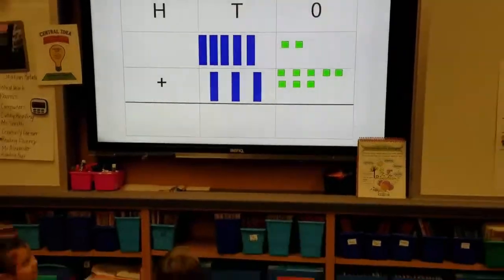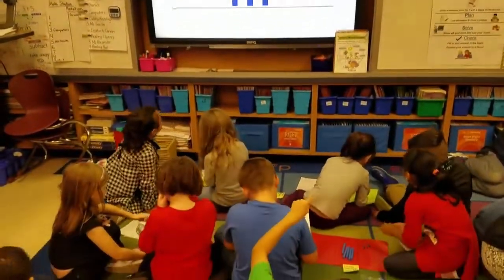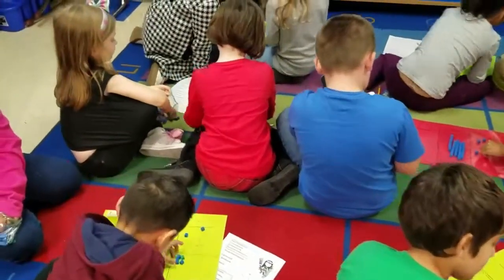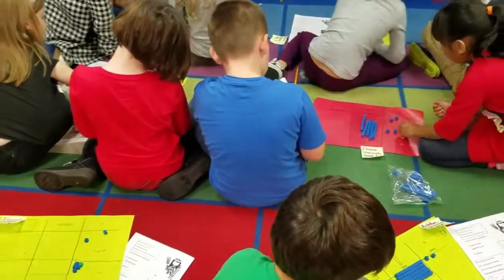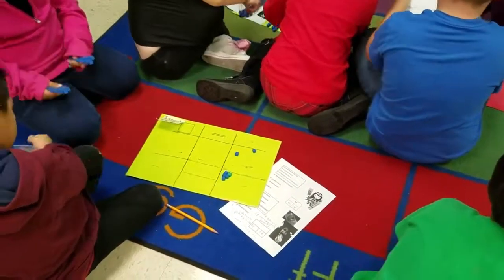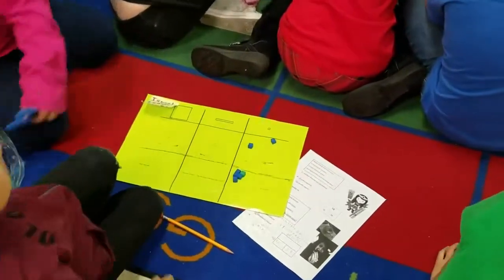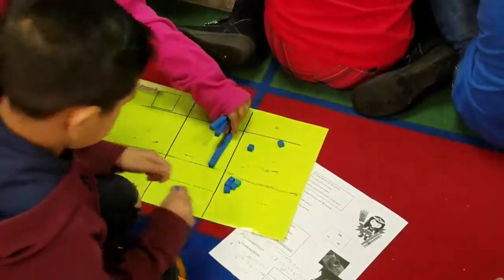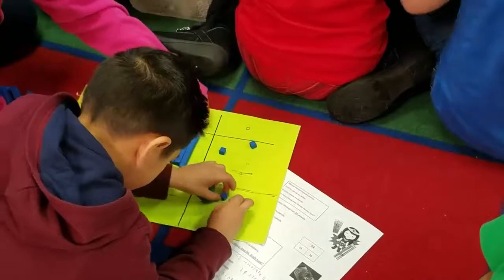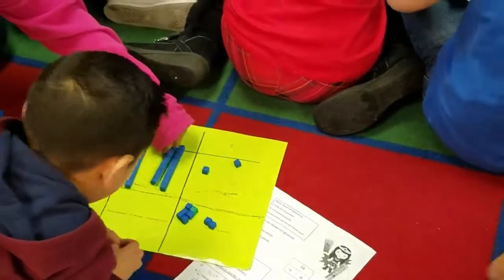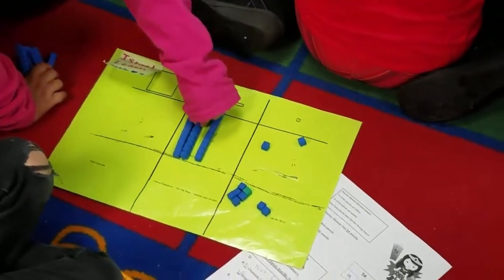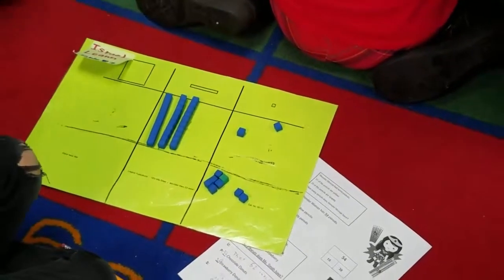5 is the first number. How many ones do you need? Finish your first number. 52. What is the first number you're building? It's 52. Excellent. What is your second number you're building? 38. Are you working with your partner to build these numbers? When you add those together, come up with your answer, and we'll see if we have it right.